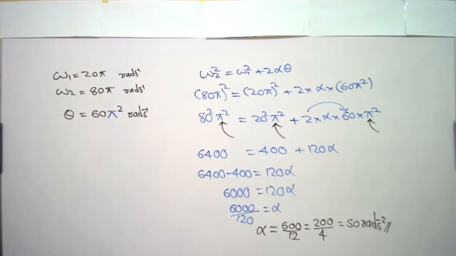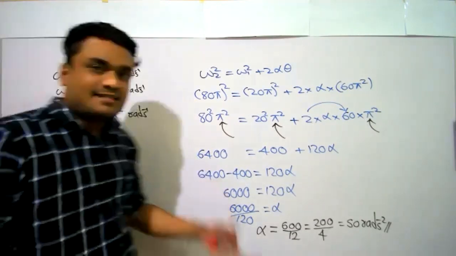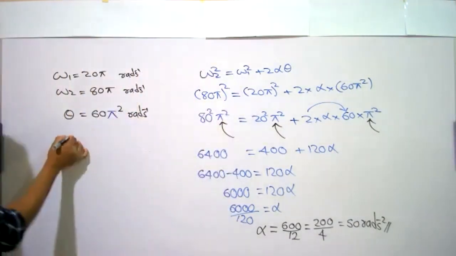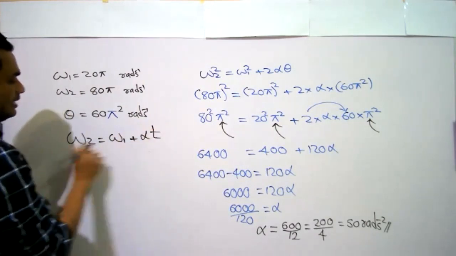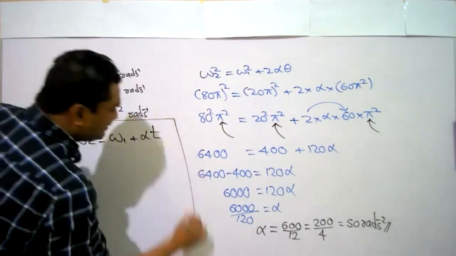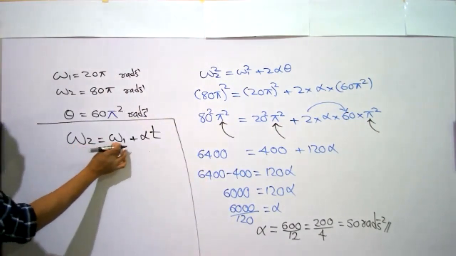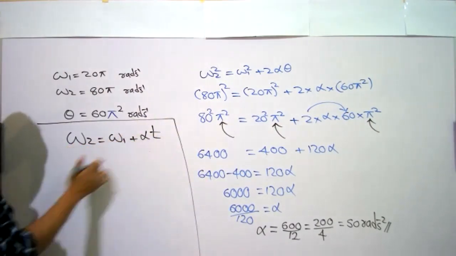How do you find the time taken for the motion, Lamai? Apply omega 2 equals omega 1 plus alpha t. Very good. We can use the equation. Excellent. What's the equation? Omega 2 equals omega 1 plus alpha t. This is very similar to V equals U plus A t.